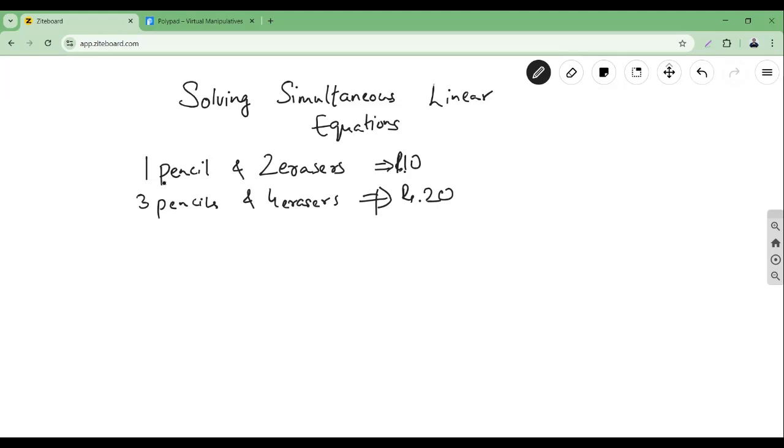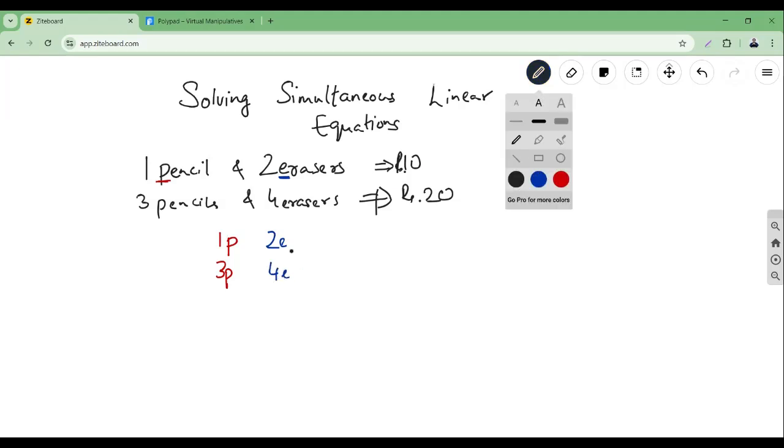So if I say the variable for the cost of pencil is P, usually what we will do is we will write using this itself so that it will help us, okay? And for the cost of one eraser is E. That way, it'll help us to easily understand what we're talking about. So the cost of one pencil is 1P. Cost of three pencils is 3P. And the cost of two erasers is 2E. The cost of four erasers is 4E.